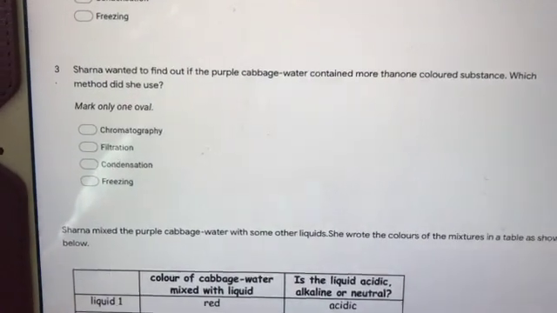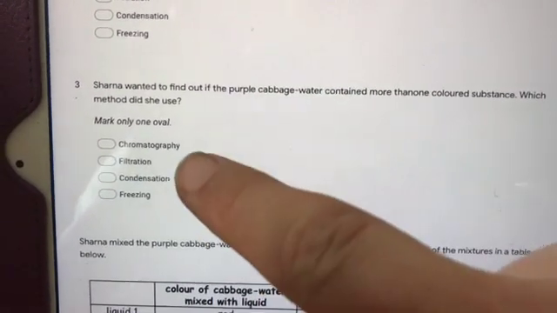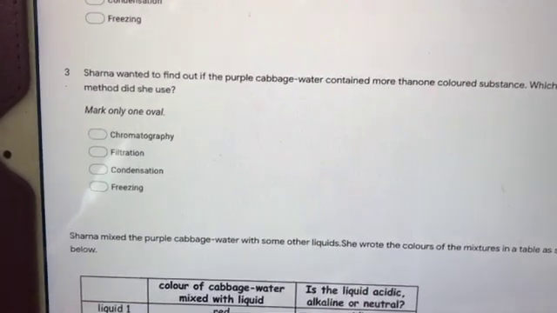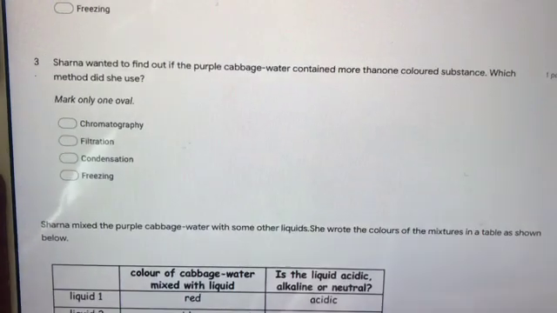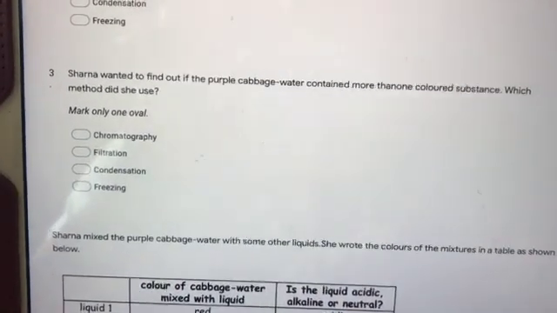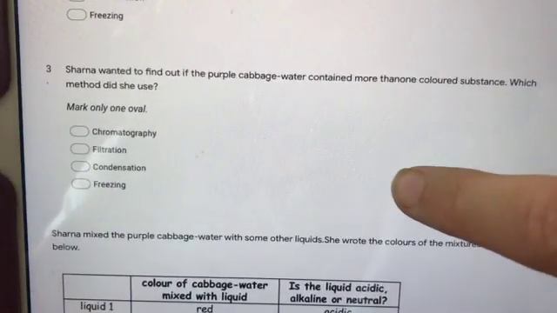Now we've got more than one coloured substance, and to separate those we need to use chromatography. You might remember doing an experiment with a bit of filter paper where the colours all made pretty patterns. Separating out those colours, that's chromatography.